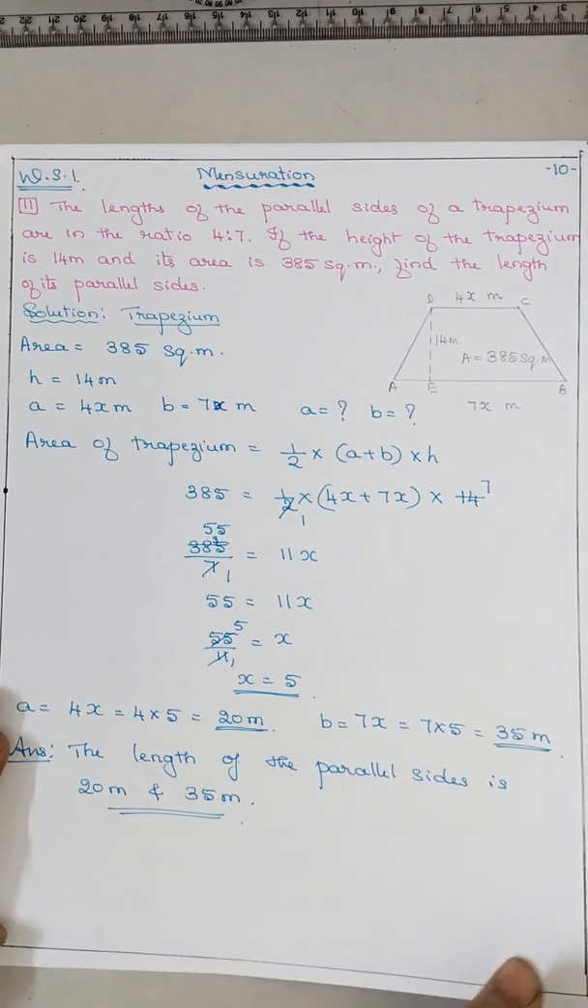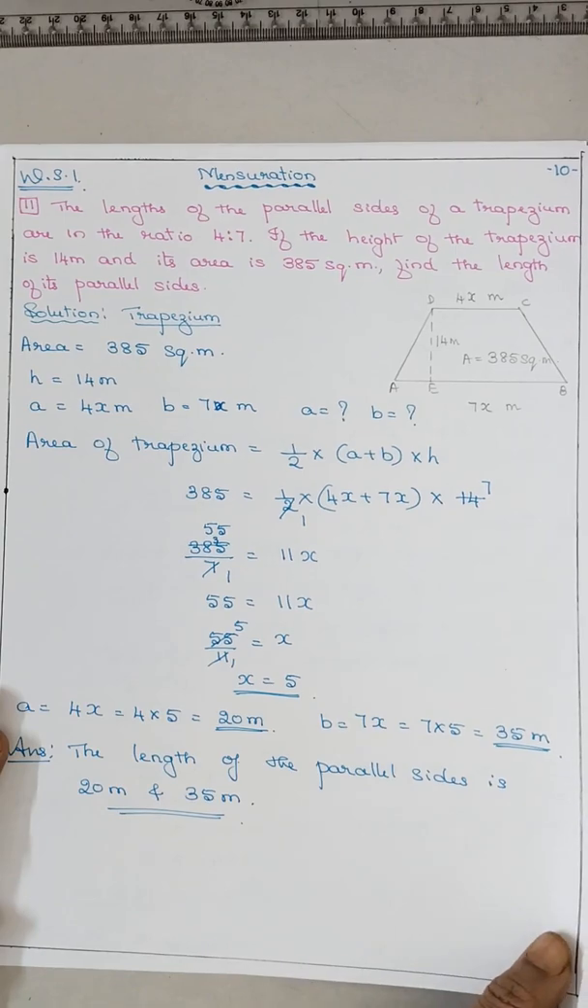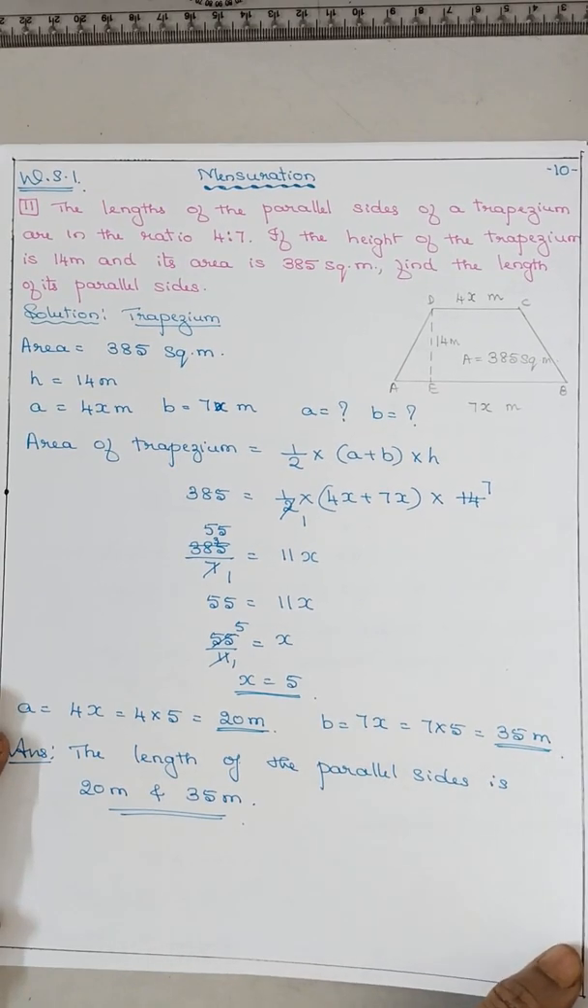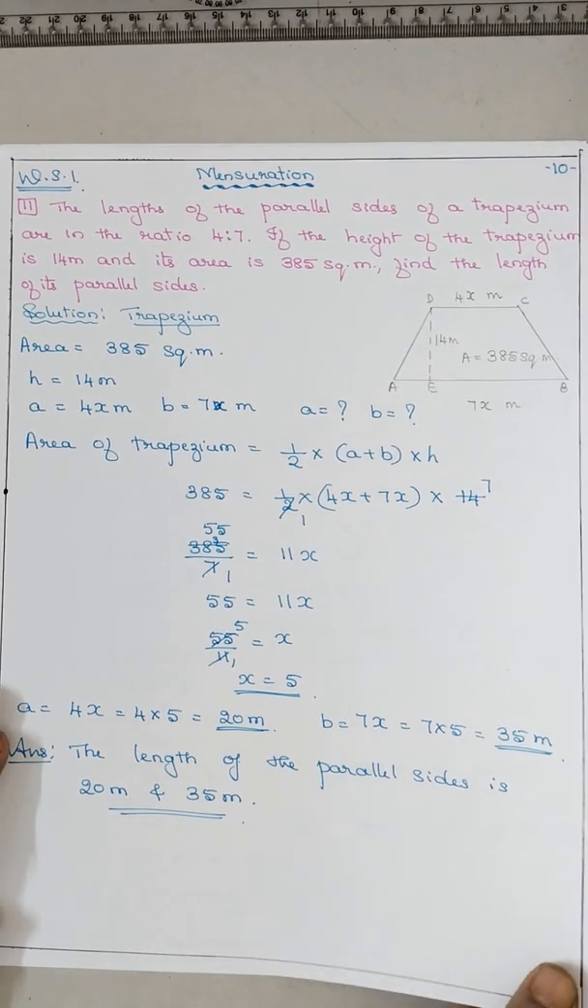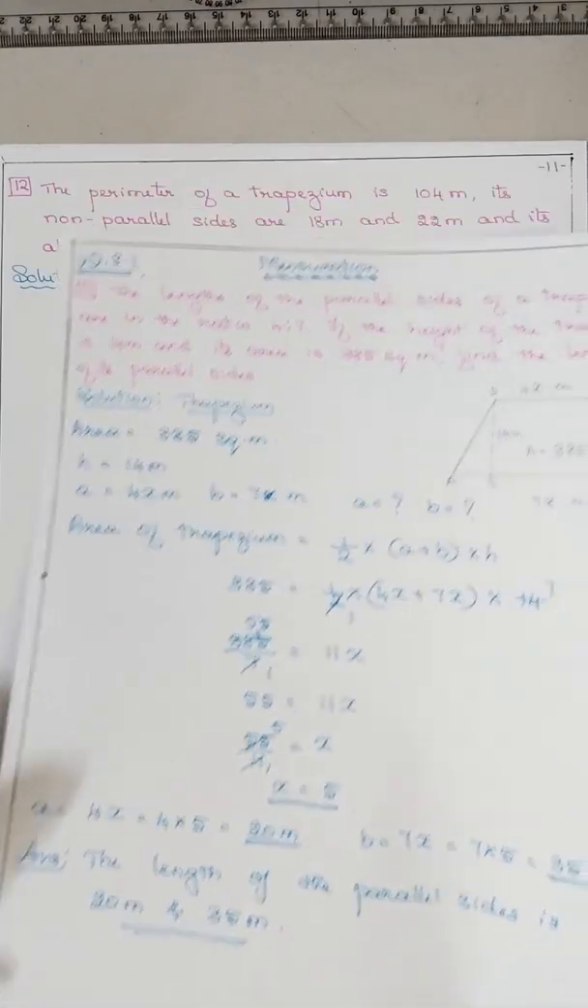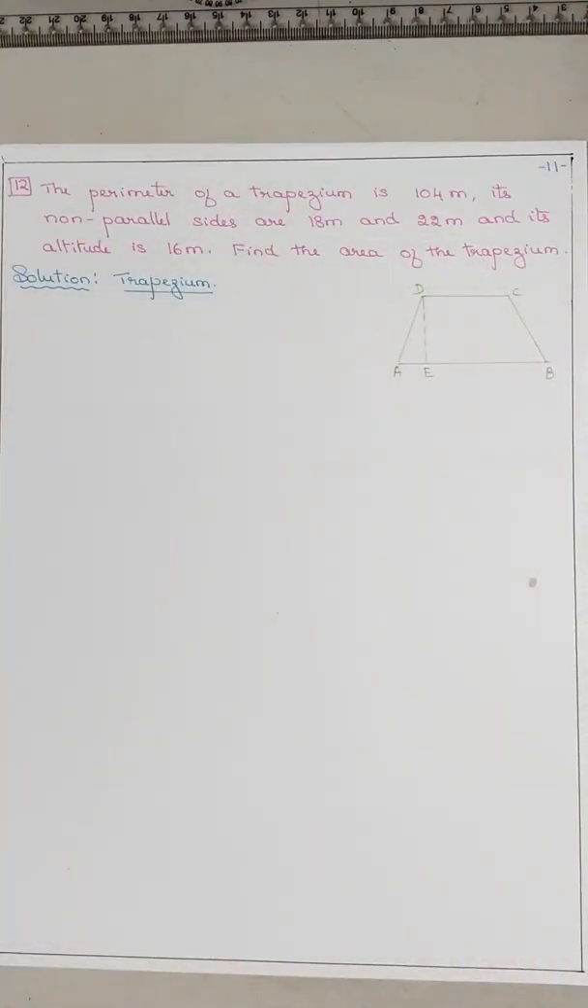Hope it is easy. All students understood, isn't it? Now coming to the last sum. It is the 12th sum. Here the perimeter is given. Perimeter of the trapezium is 104 meter.